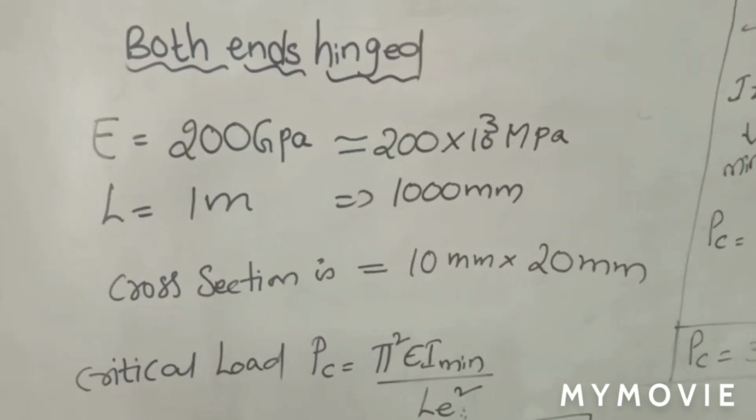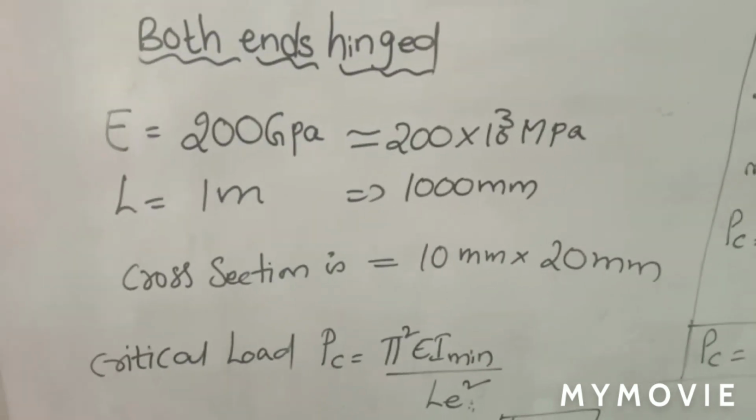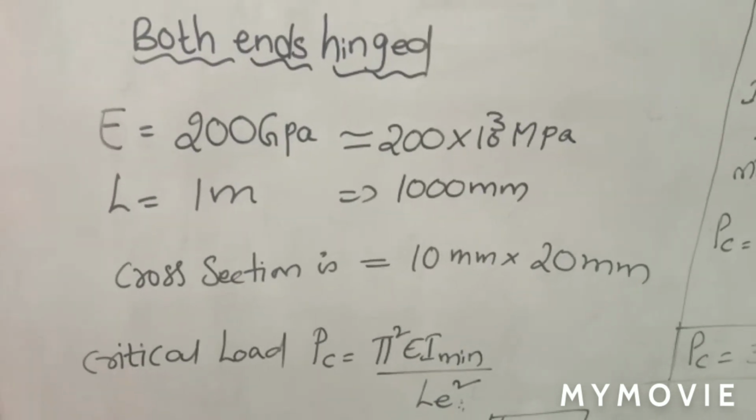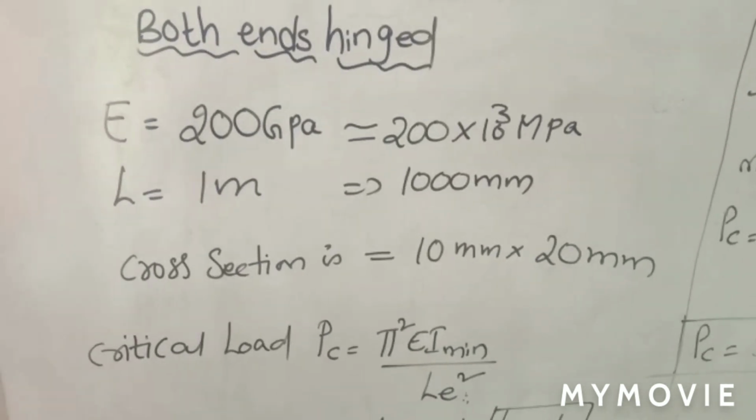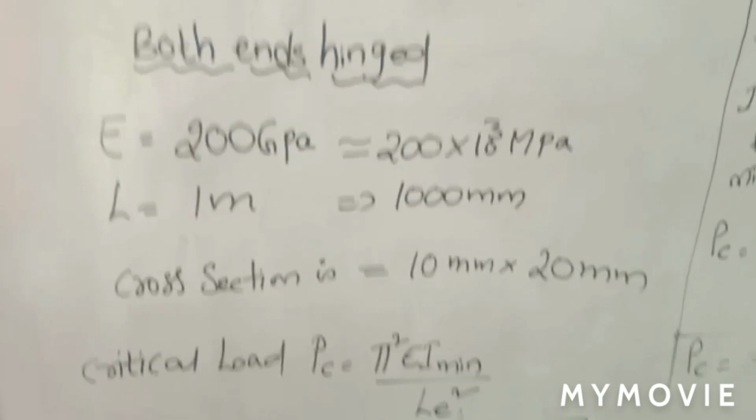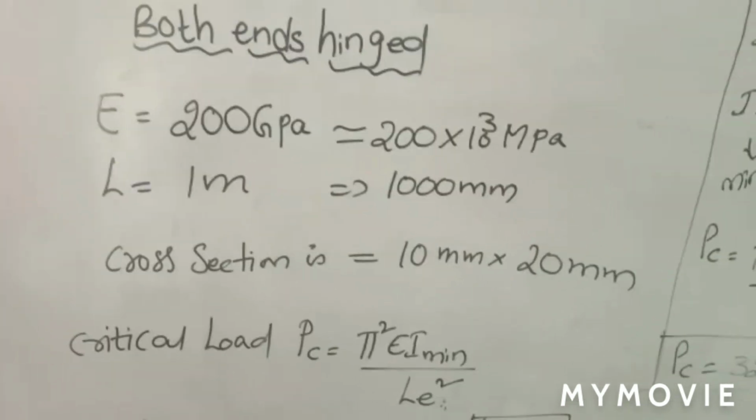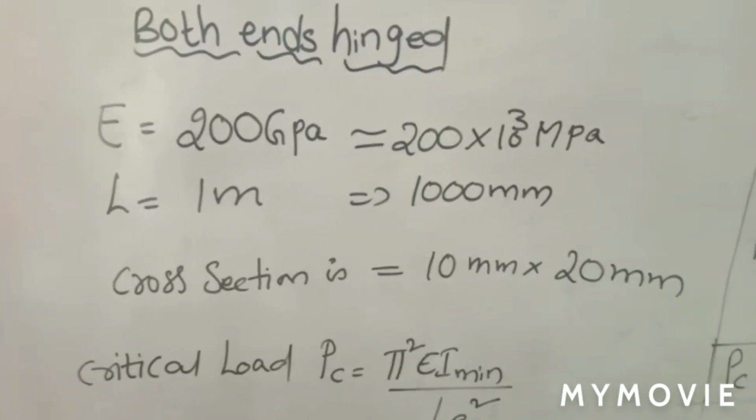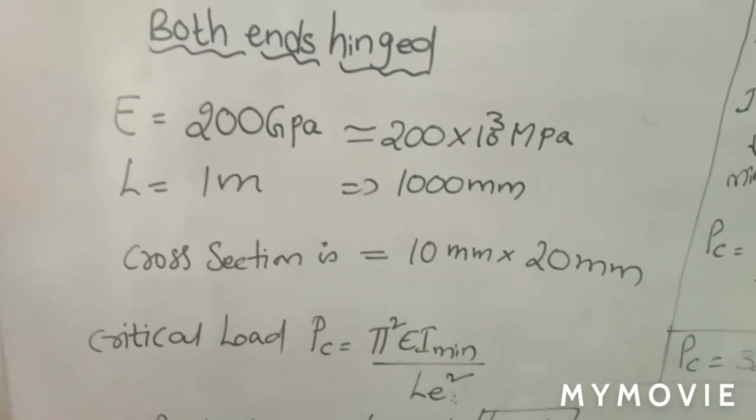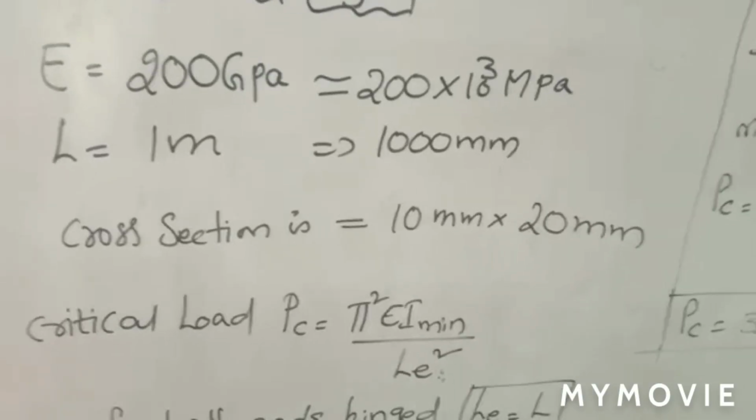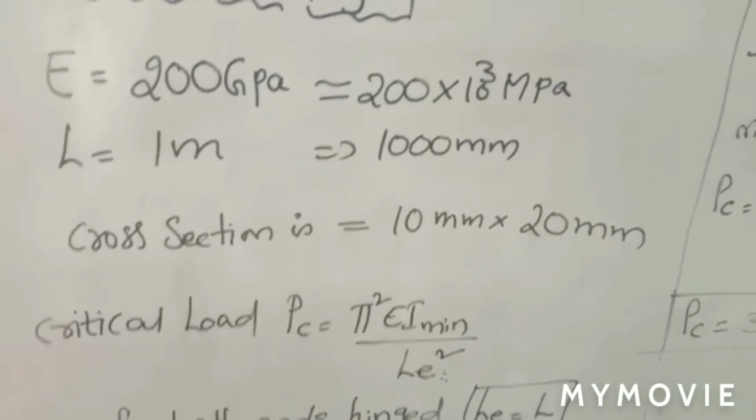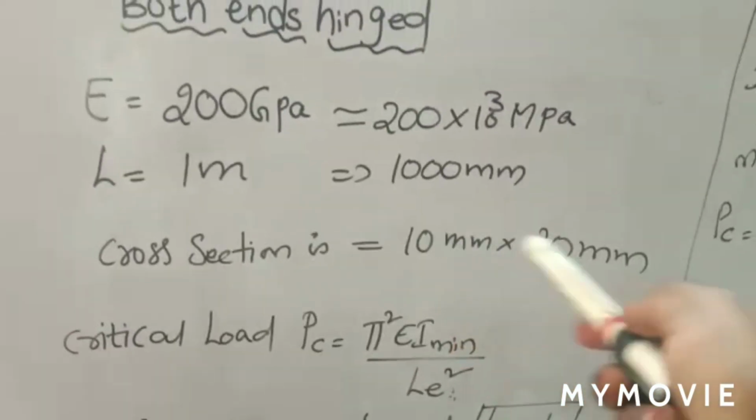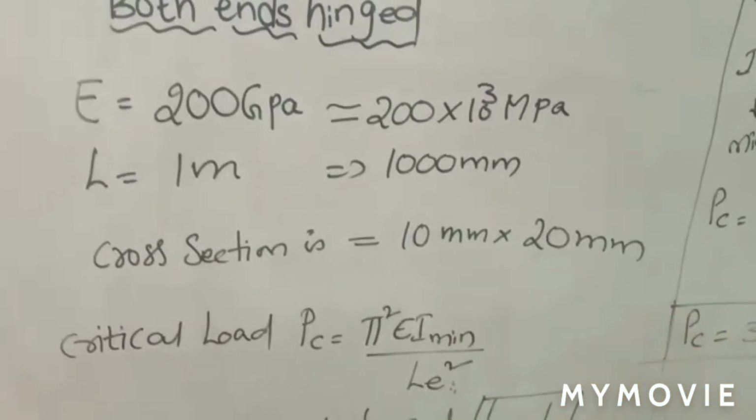Here the given data is: Young's modulus is 200 gigapascal, length is 1 meter, and the cross section of the column is 10 mm into 20 mm. That is, it is a rectangular column. Clearly observe that it is a rectangular column. The cross section is 10 mm into 20 mm, which clearly says that it is a rectangular cross section.